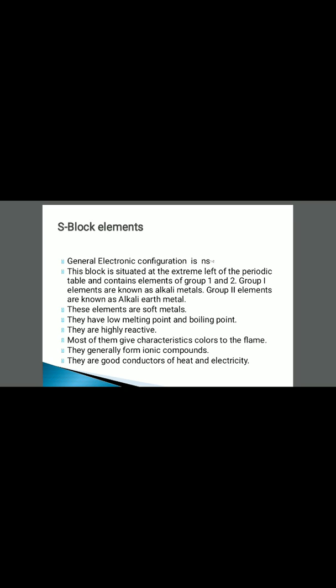They lose the valence electron readily to give +1 and +2 ions, that is +2 in group 2, and +1 in case of group 1 elements. They are very reactive metals. The metallic character and reactivity increase as we move down the group. The compounds of S block elements, with the exception of those of beryllium, are ionic, meaning except beryllium the rest are ionic. Most of the metals of this block impart a particular color to the flame. They are strong reducing agents. All are good conductors of heat and electricity.